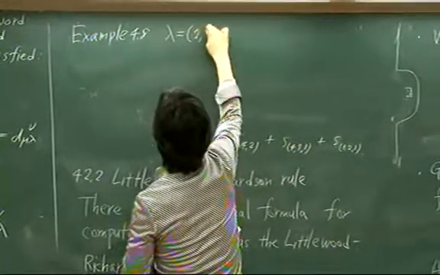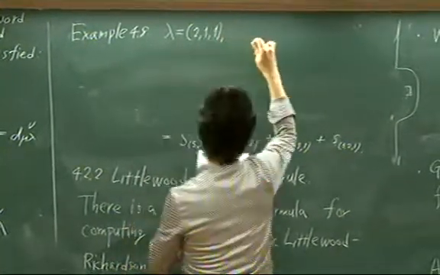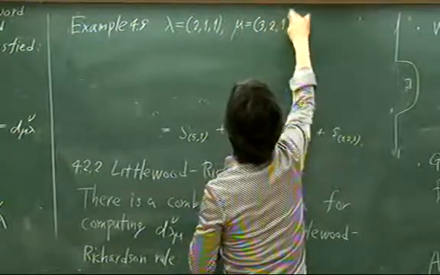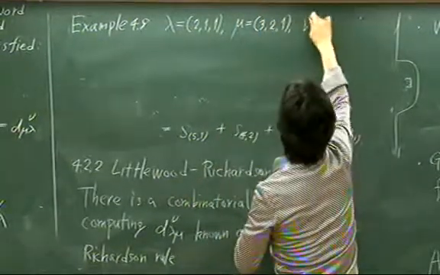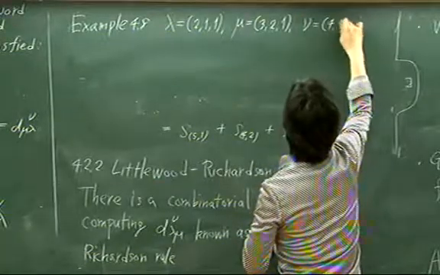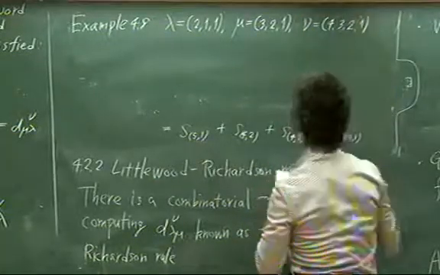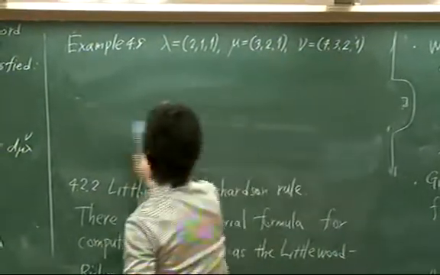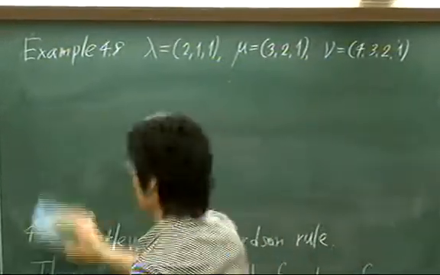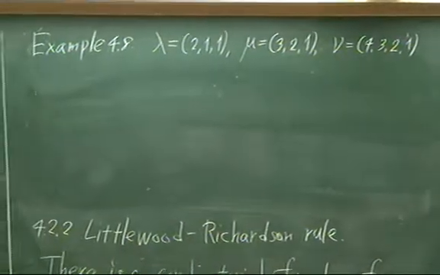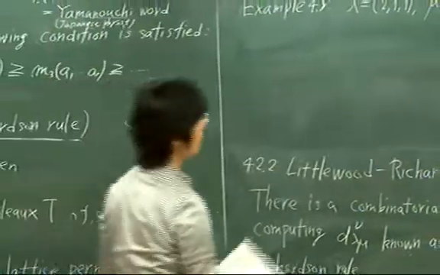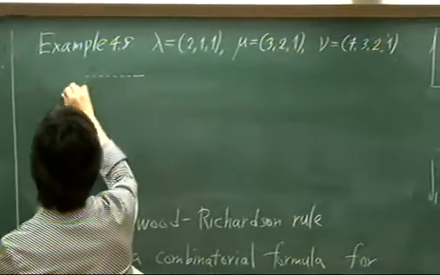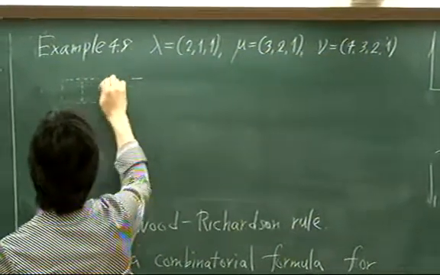Lambda is (2,1,1), nu is (3,2,1) and nu is (4,3,2,1). So the skew diagram nu over lambda is like this.